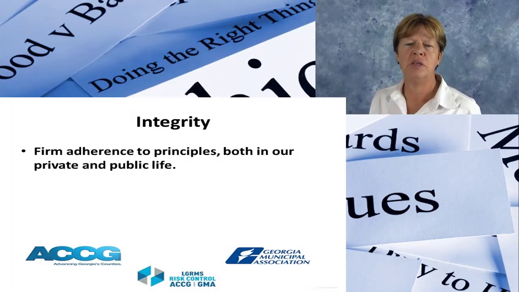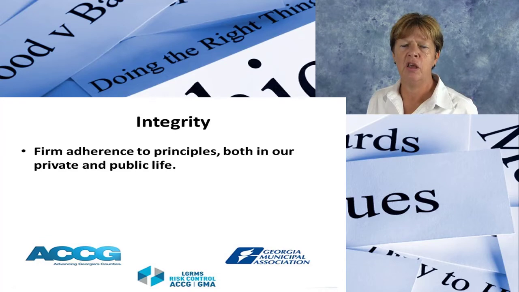Our second value is integrity. That's firm adherence to principles, both in our private and our public life. What we do in our private lives are still seen by the public. They know who we are. They know we are law enforcement, and they are judging us both in and out. If we want them to have a positive attitude for law enforcement, we need to realize that whether we are at work or whether we are at home, we at all times have integrity with what we do.